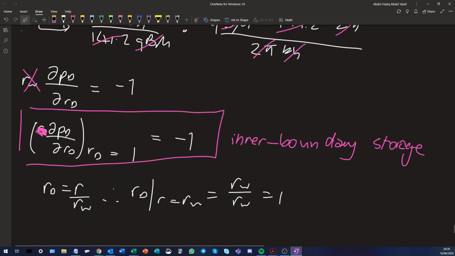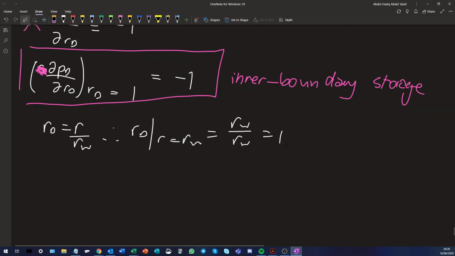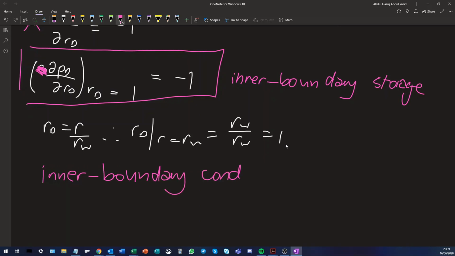Okay, so I'll rewrite the inner boundary condition, and it comes to dou p sub d over dou r sub d evaluated at r sub d equals 1 is equal to negative 1.